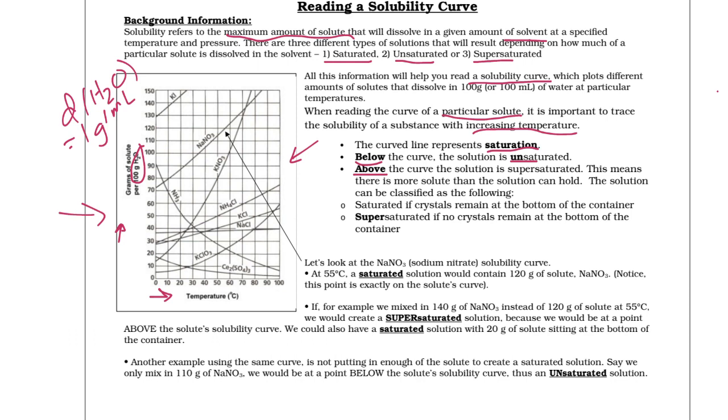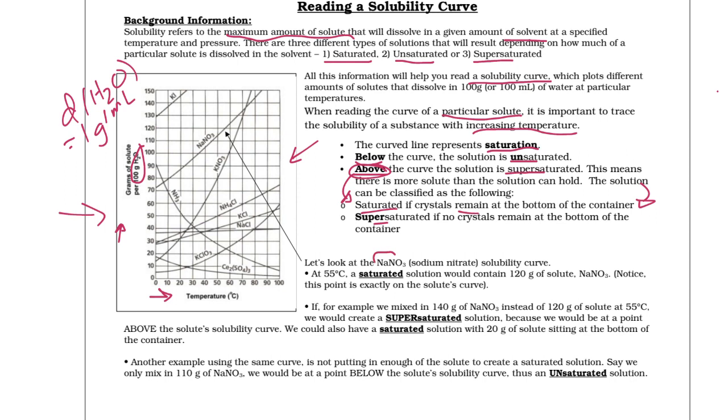Anything above the line is considered supersaturated, meaning that there would have been excess solute, we would have heated it up, but it also means that there's maybe solute just sitting undissolved in the bottom of the container. So it could be any one of these two scenarios if we are above the line. It could be saturated if there's crystals sitting at the bottom, or maybe there were crystals sitting at the bottom and then we've heated it up and it is now supersaturated.